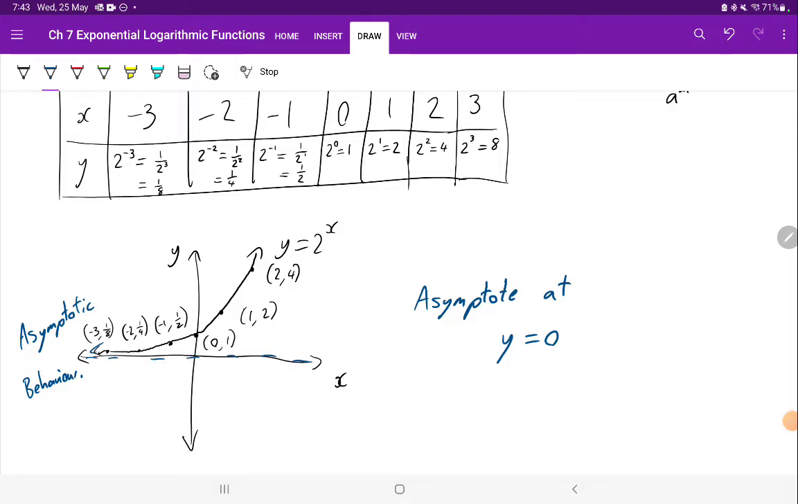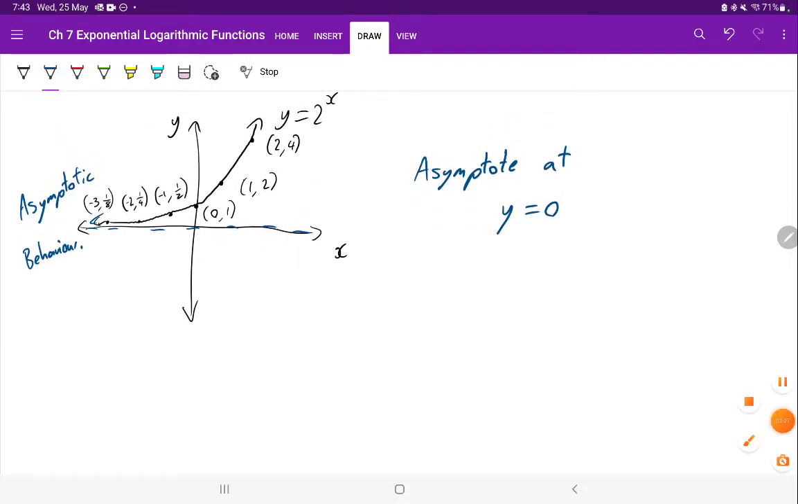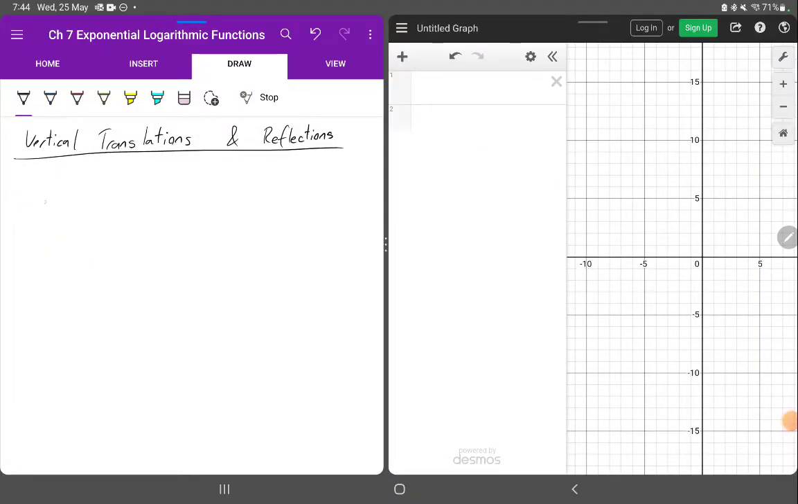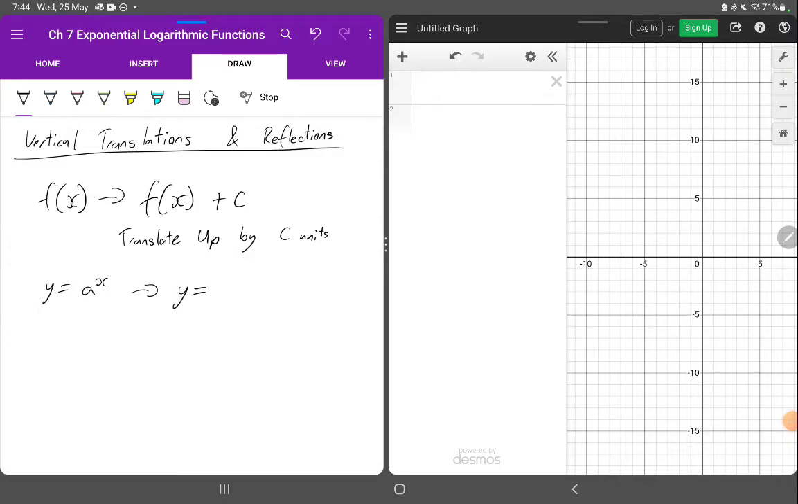So let's imagine then what's going to happen when we translate this line up or down. Well, as we do that, the asymptote is going to move as well. So let's have a look at translations. Alrighty, so let's have a look at the definitions of a vertical translation. Well, just as a reminder, if we have some function f of x and we write it as f of x plus some constant c, that is going to be a vertical translation. It is going to translate up by c units, basically meaning it's going to move it up c. So in our case, if we've got y equals a to the x, that's going to become y equals a to the x plus some constant c.